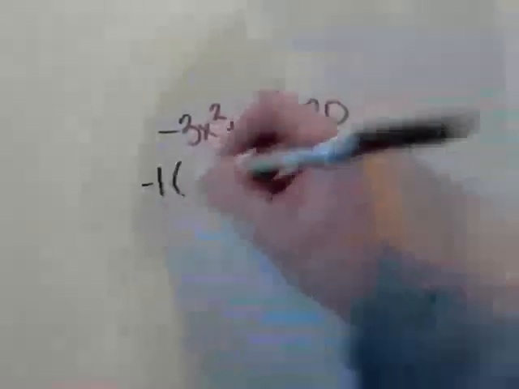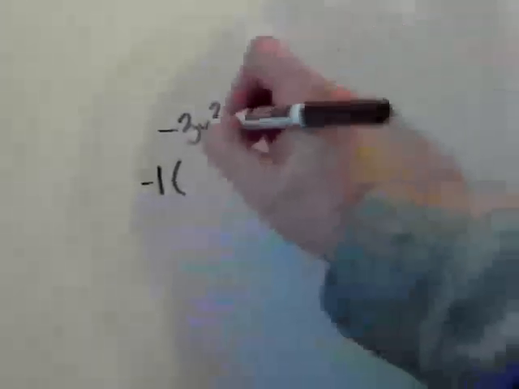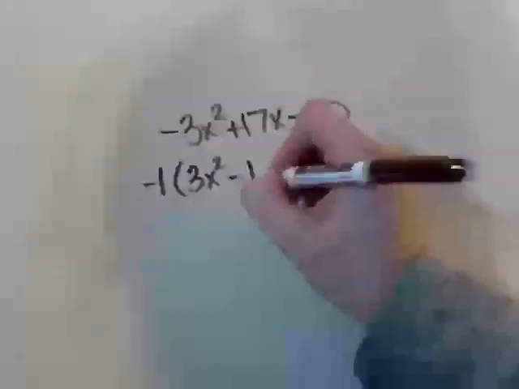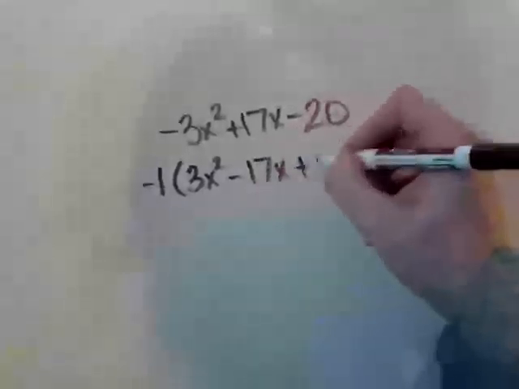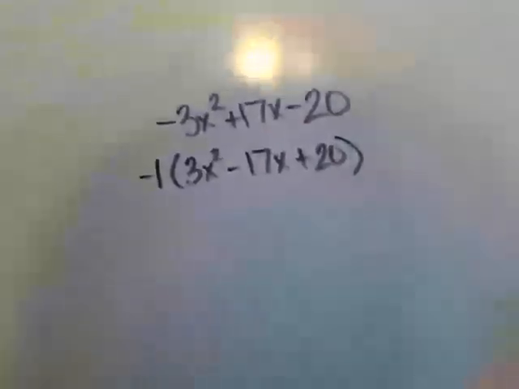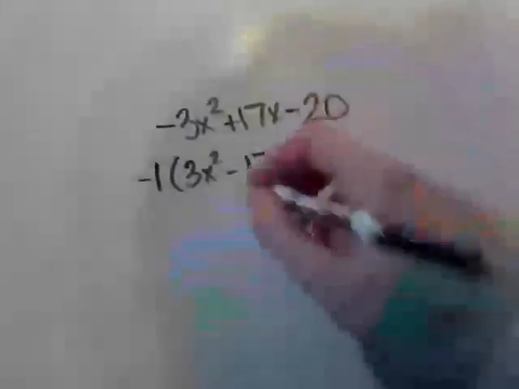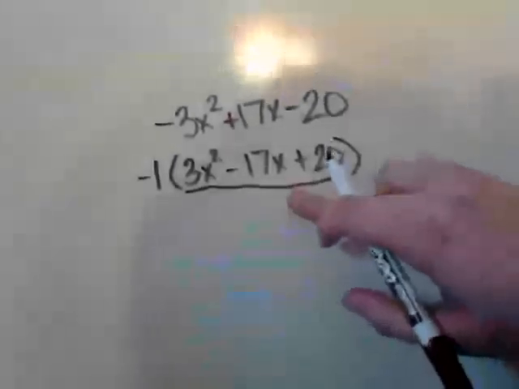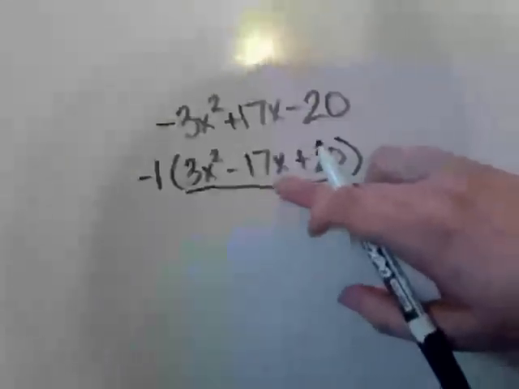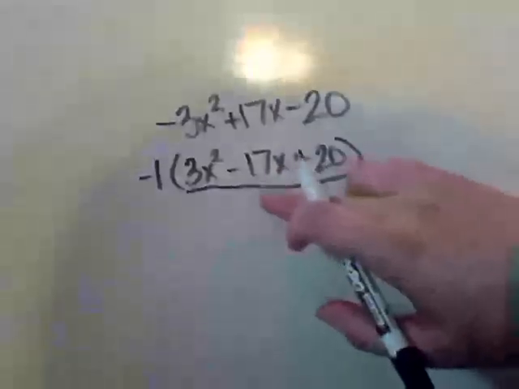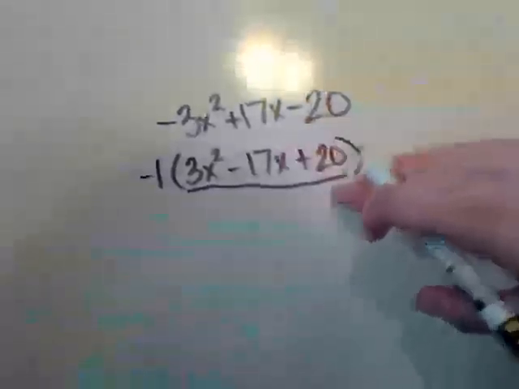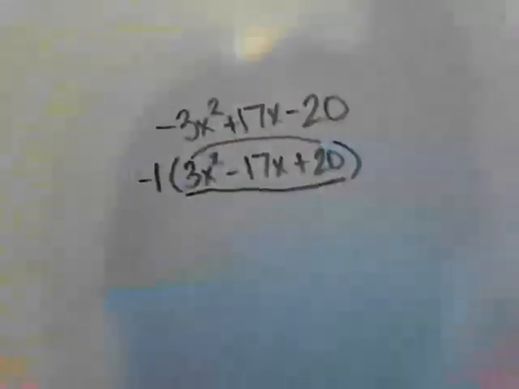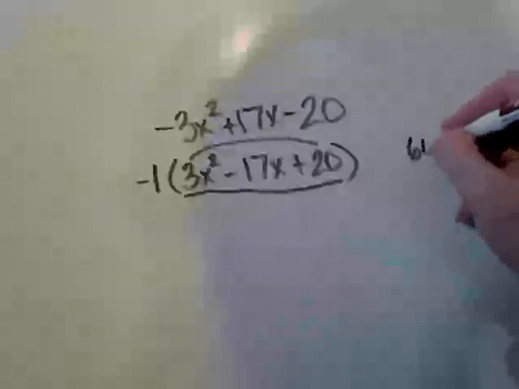So I'm going to put negative 1 and then parentheses, and everything here is just getting divided by that negative 1. So that's going to leave me with 3x squared minus 17x plus 20, right? We just divided everything by negative 1. Okay, so now I'm going to focus on what's inside the parentheses there, and I'm going to factor this. So when I'm factoring just this, now I'm going to treat it like the problems we were looking at in the first video, where we're going to take the 3 and the 20 and multiply them together. Okay, so 3 times 20 gives me 60.